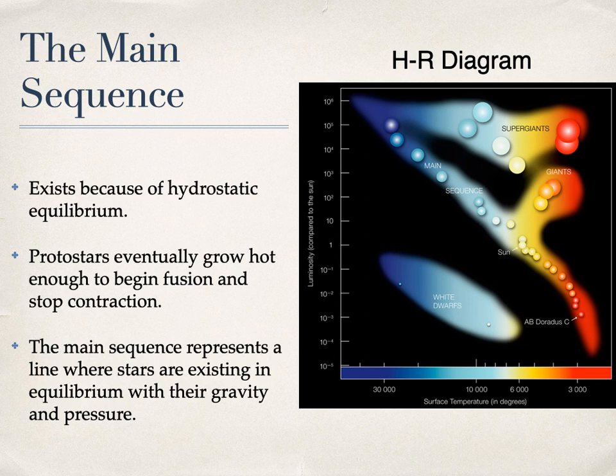The main sequence, as it turns out, really just represents a line where stars are in that equilibrium where their gravity and their pressure is balanced. In other words, they're fusing hydrogen into helium. So that's what a star is when it's on the main sequence.